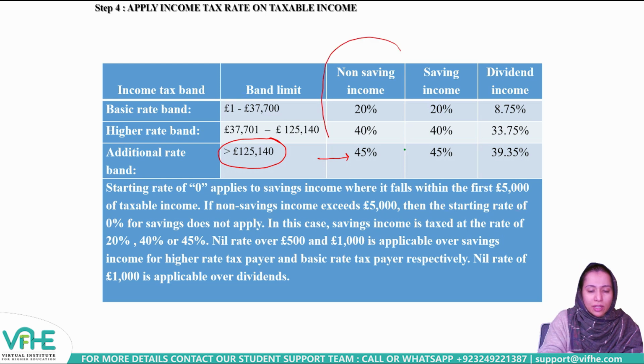Once you are done with the application of rates on the non-savings column, then you have to move towards the savings column, and afterwards you will have to move towards the dividend column.